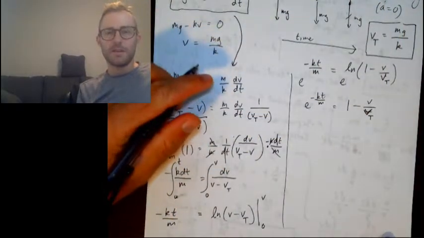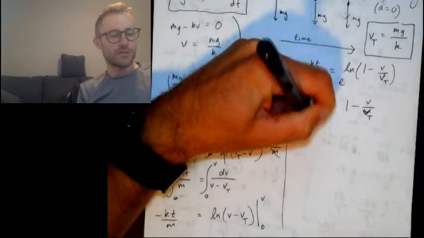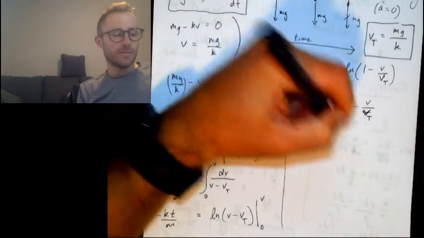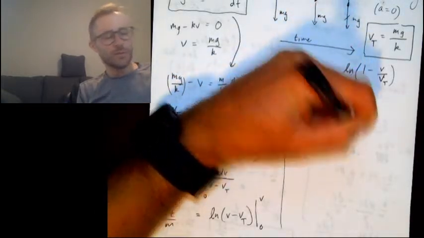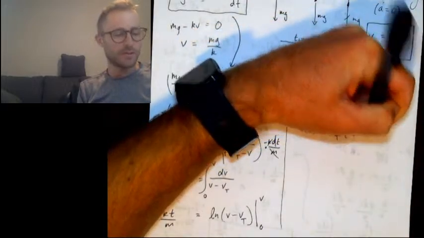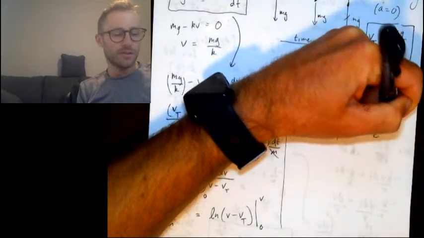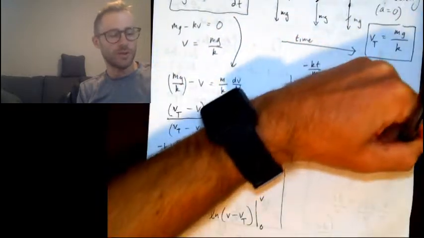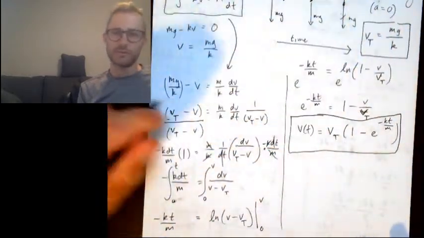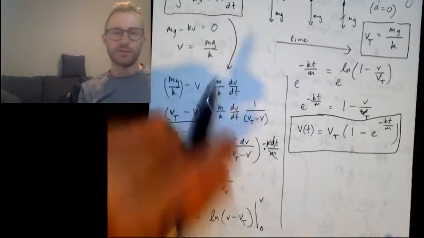And then I can solve this for the velocity as a function of time. It's vt times the quantity 1 minus e to the minus kt over m. So this is the equation you write down if you don't know calculus. Okay? That's the final answer.